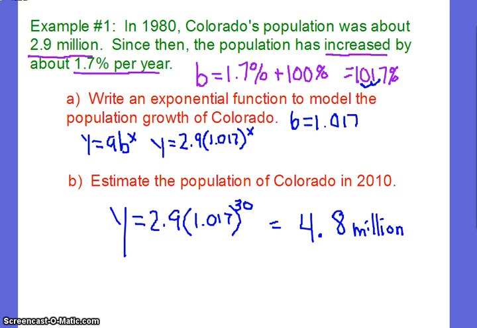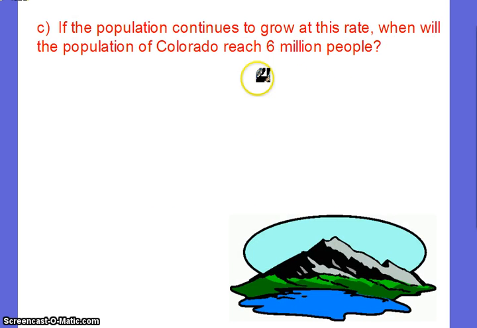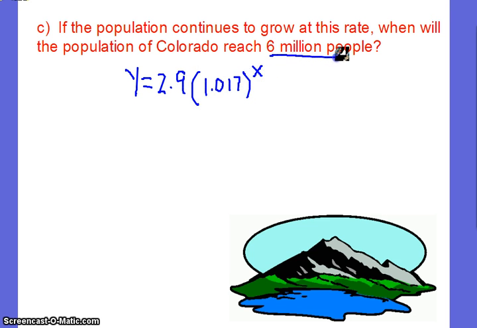Now, the next part of this problem is a little bit more difficult. We're actually going to be figuring out when the population is 6 million people. So in this case, let's just write our equation again so we can look at it. So 2.9 times 1.017 to the x. Now this time they're giving us the population, so that's actually y. So we're actually going to be figuring out when y is 6 in this case. So that's a little bit more difficult because now we're solving for the exponent.